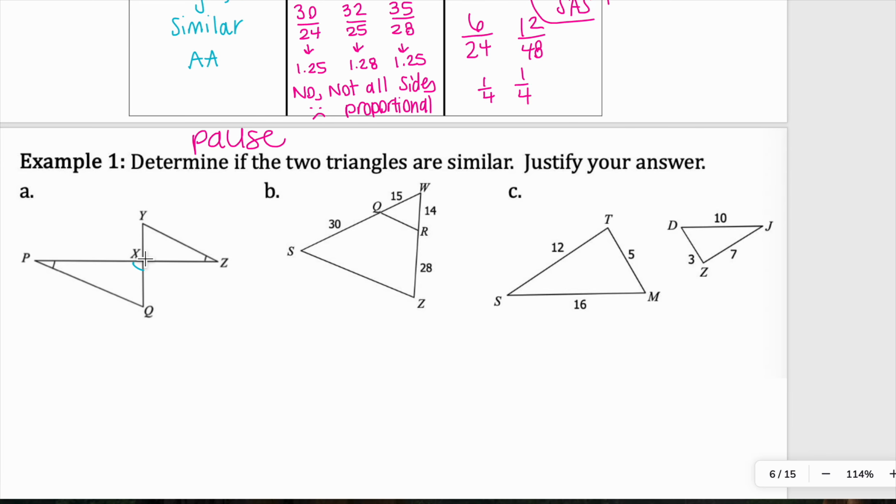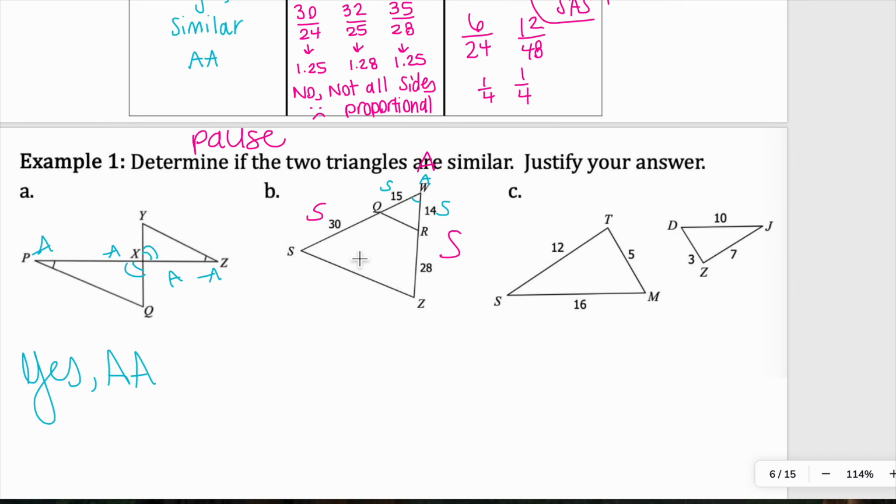All right, for letter A, I'm going to say yes because I've got that vertical angle going on, so I've got angle, angle here, and angle, angle there, so yes if I use angle, angle. The next one, I'm seeing two triangles, and they're both sharing angle W. So if we think about the smaller triangle, side, angle, side, and if we think about the larger triangle, I have side, angle, side. So we just want to make sure, are these proportional?